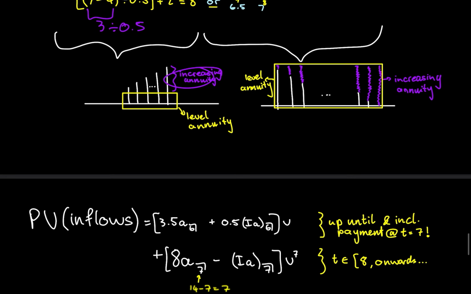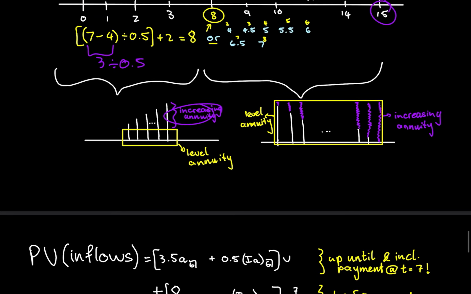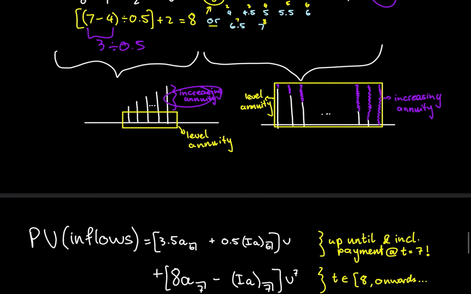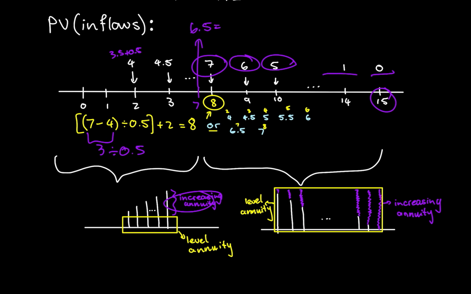So that's excluding this payment of 7 at time 8. So what we have here is a level annuity of 3.5, and that'll occur throughout this. So we'll have 3.5 plus 0.5 for this payment, all the way up to the payment at time 7, which has a value of 6.5, which is 3.5 plus 3.